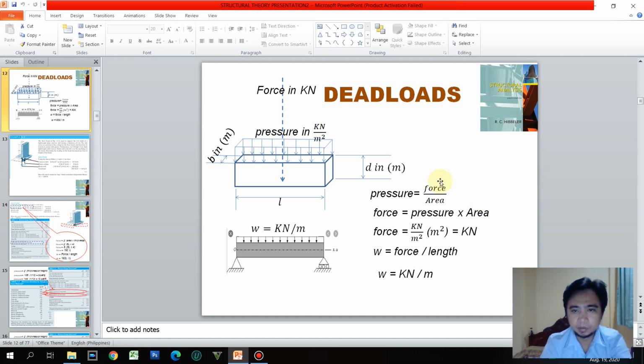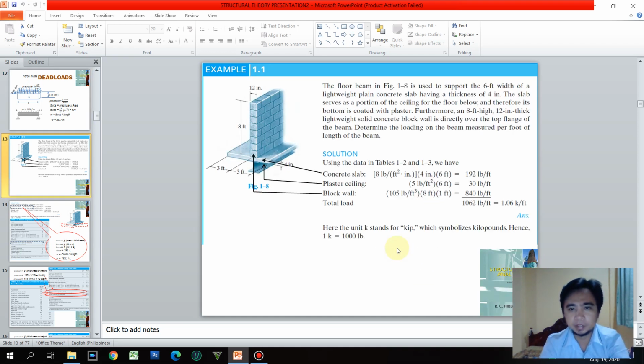Okay, so just to repeat, pressure is equal to force over area. We derive in kilonewton, and then we just divide it by the length to come up with the uniformly distributed load, or distributed load in terms of kilonewton per meter. So in English, that is pounds per feet. Okay, so let us consider this example now.